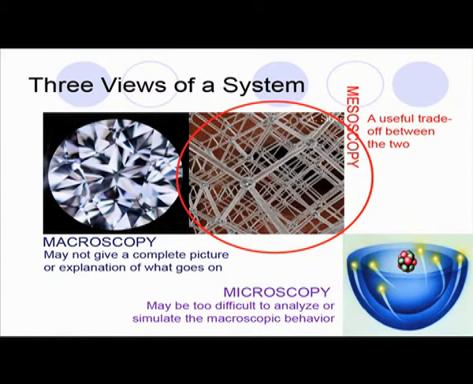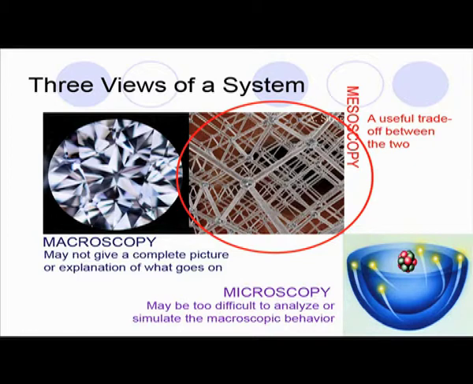So physicists actually view complexity from three different perspectives. They divide a complex system and look at it from three different perspectives. One perspective is the complex system as a whole. It's called the macroscopic level of view. For instance, in this slide I have given an example of a diamond. That is the macroscopic view of the system.